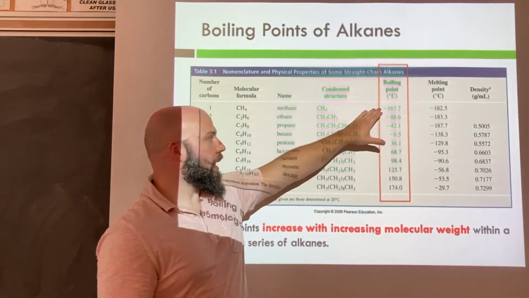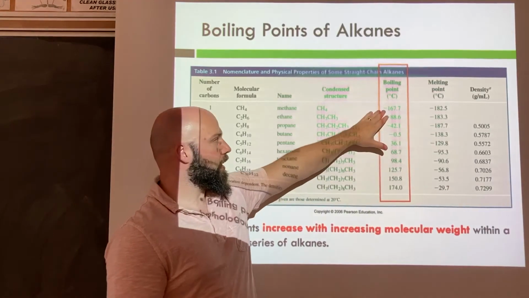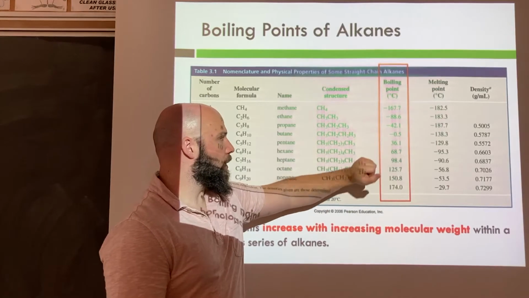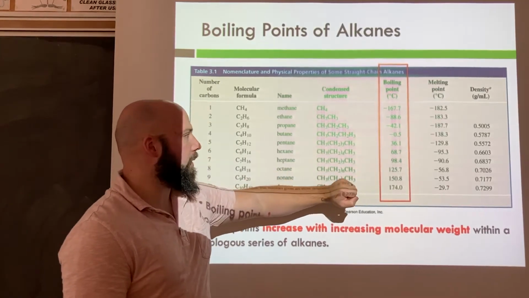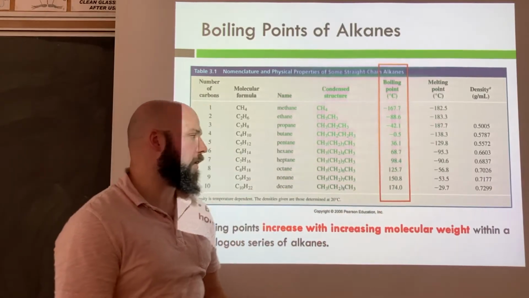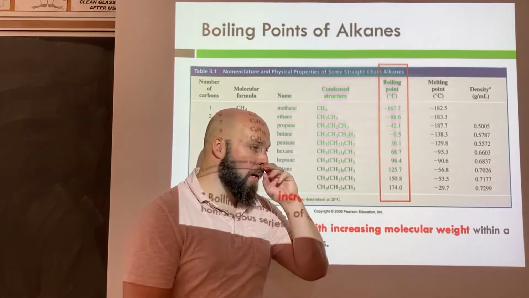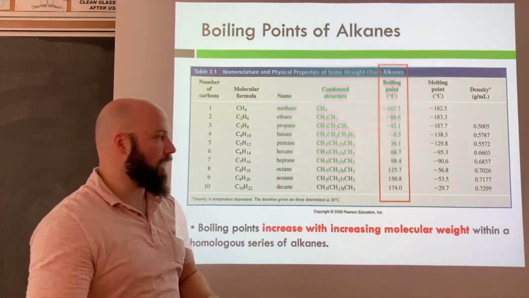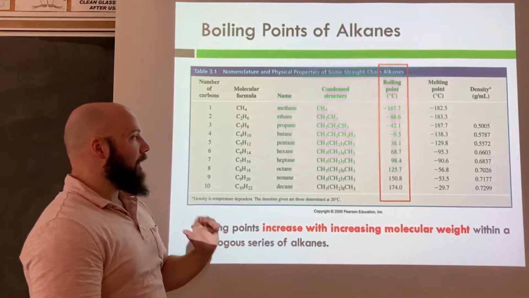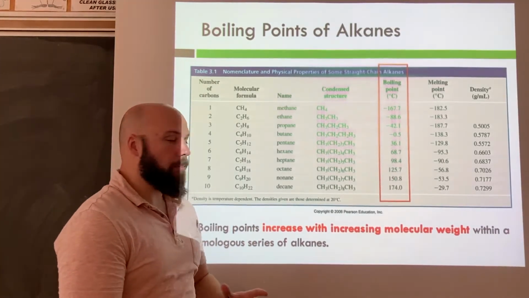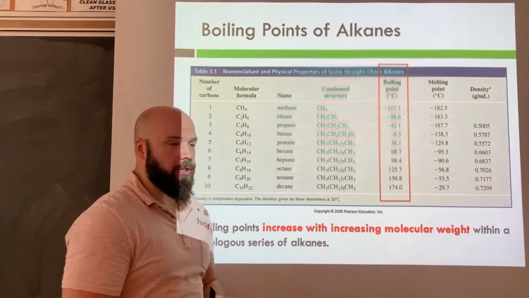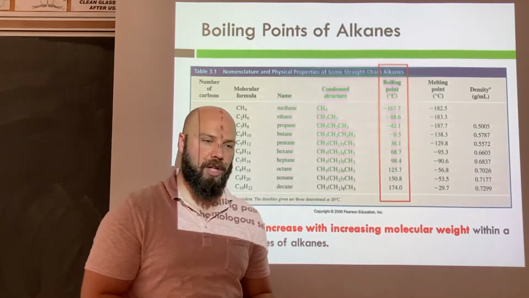And if we look at the pattern of boiling points, it starts at negative 67 degrees Celsius, goes to negative 88, negative 42, negative 0.5, then we're into the positive 36, 68, 98, 125, 150, and finally 174 degrees Celsius. This is a fairly consistent pattern of increasing boiling point based only on the addition of the carbon and 2 hydrogens to the end of the chain.